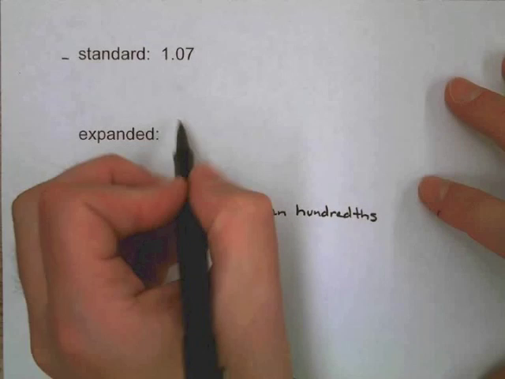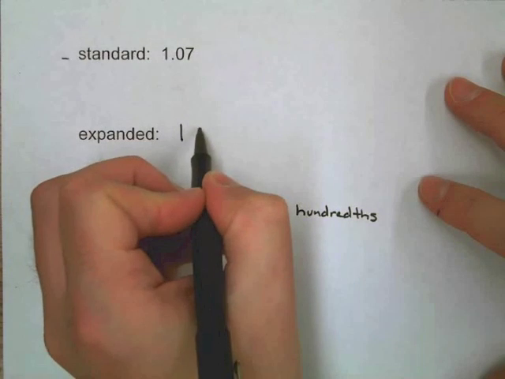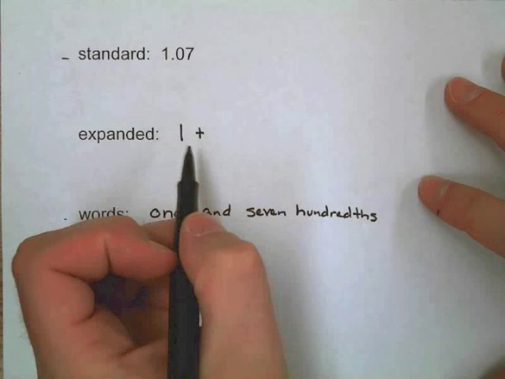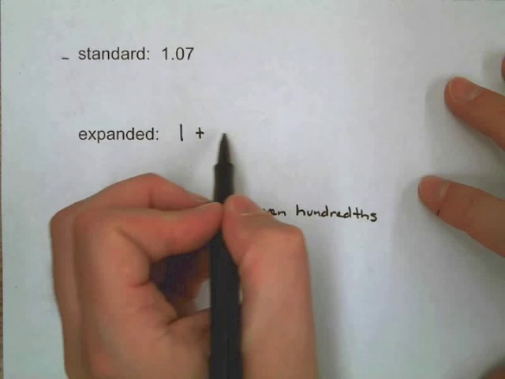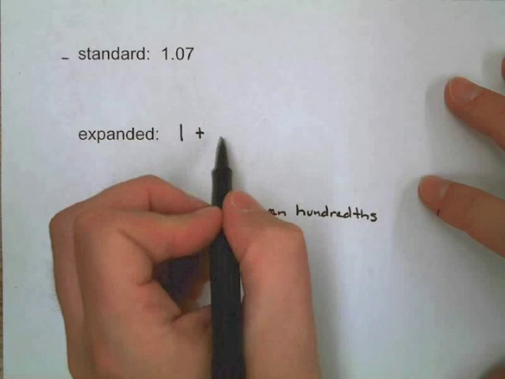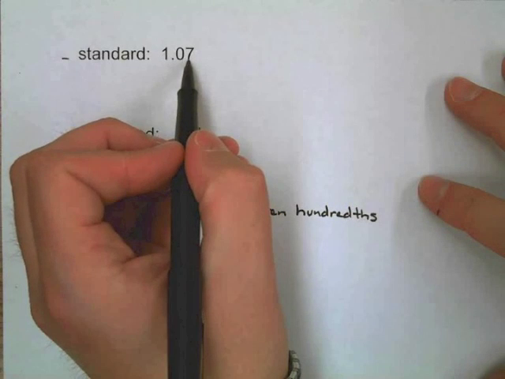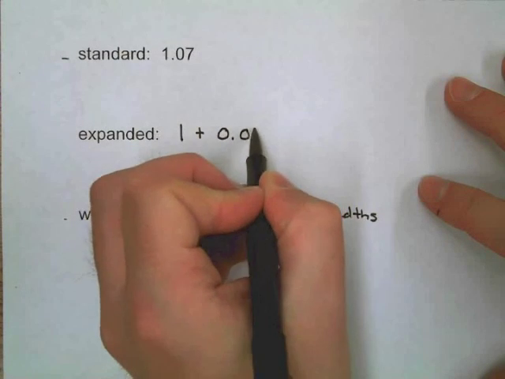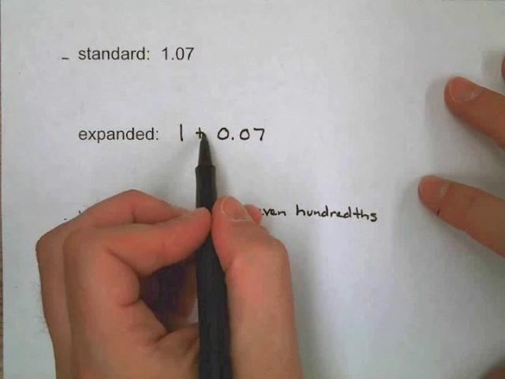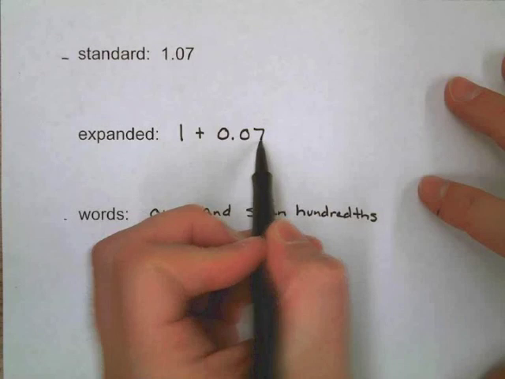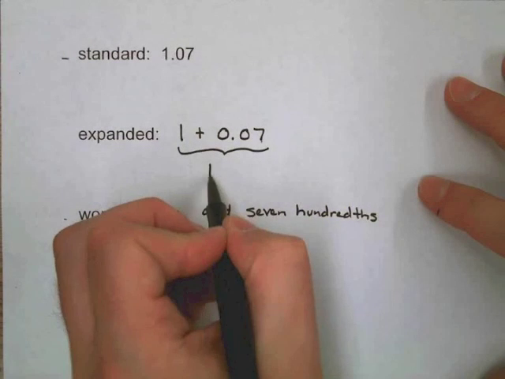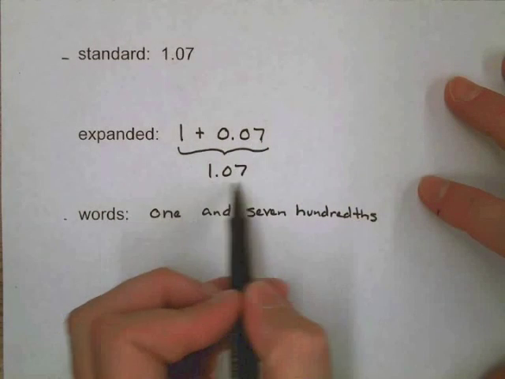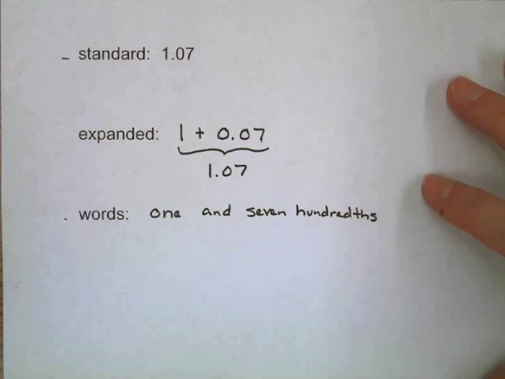Now expanded form, I would write it like this. 1 plus, so I have a 1 here, plus, we'll have nothing in the tenths place. I could put a 0 there, or I could leave it out. So I'm going to leave it out and then focus on the hundredths place, which looks like this. So I have 1 plus 7 hundredths. And if I put that together, I would write it like this, 1 and 7 hundredths. So this is expanded form, standard form. Let's take a look at another one.